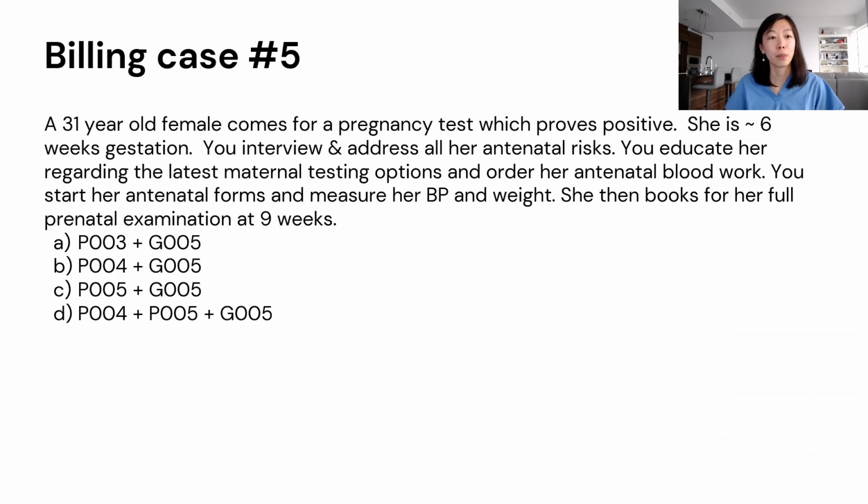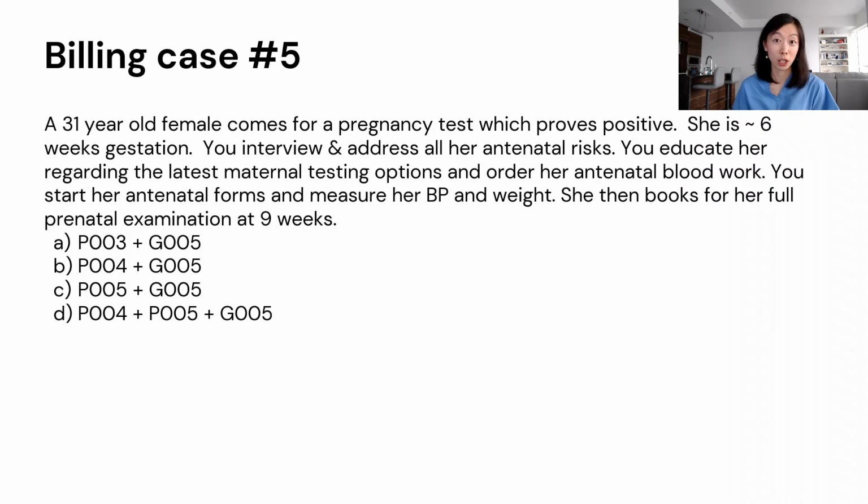And billing case number 5, a 31-year-old female comes in for a pregnancy test which proves positive. She's 6 weeks of gestational age. You interview and address all of her antenatal risks. You educate her regarding the latest maternal testing options, and you order her antenatal blood work. You start her antenatal forms, and you measure her BP and weight. She then books for her full prenatal exam at 9 weeks.